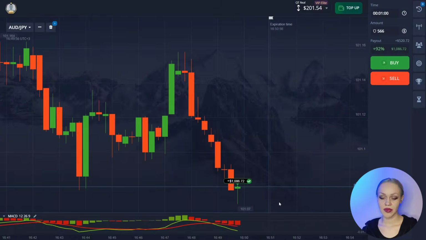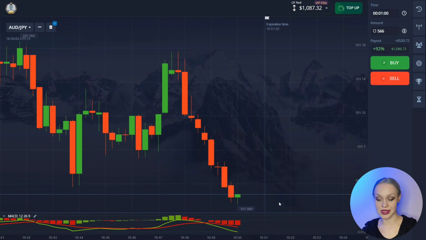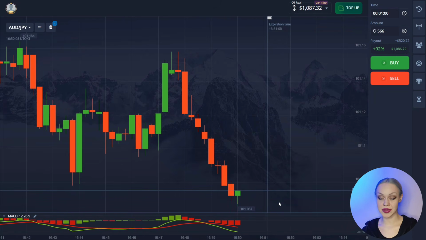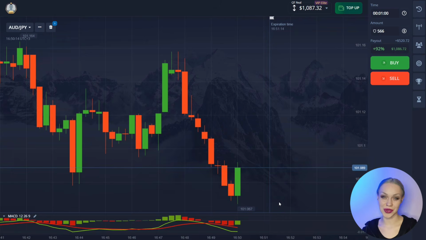Let's continue. We have several red candles in a row forming on the chart and the price shows a good decline. Thus, this trade brings us profit. The indicator in this case turned out to be right again and gave us a good entry. So let's continue and find some other working cases.